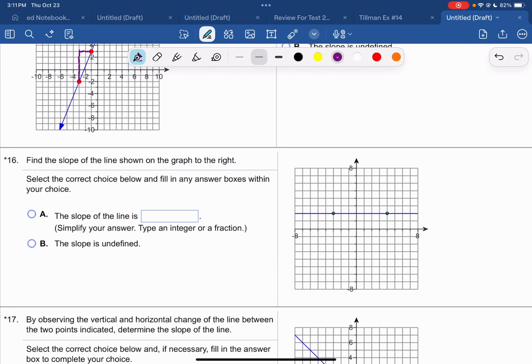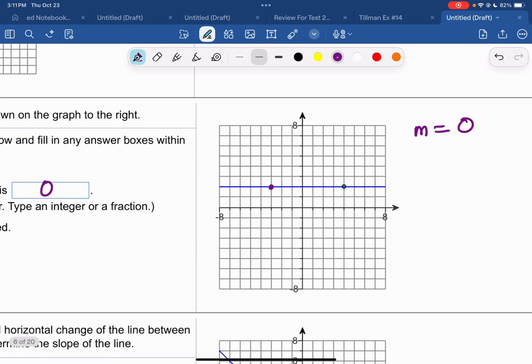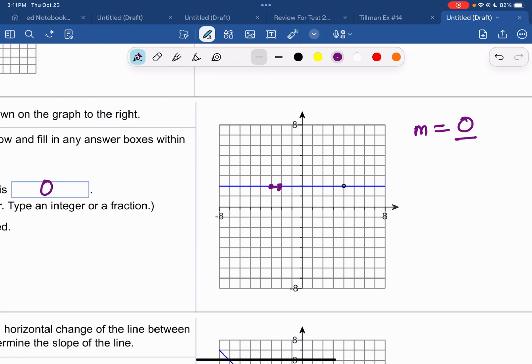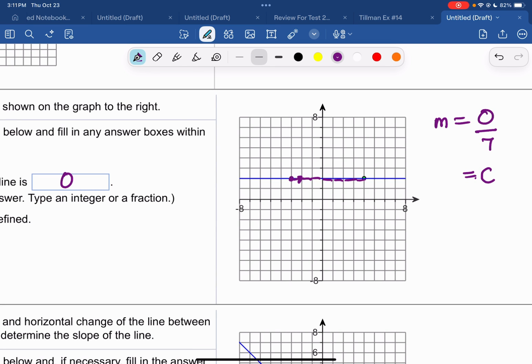And here we have a horizontal line for the first time. Now we know the slope is 0 because we already said the slope of every horizontal line is 0. But look what happens. If I start at this point and I look for rise, there's no rise. So it starts with a 0. Now it runs 1, 2, 3, 4, 5, 6, 7. But if you do 0 divided by 7 on your calculator, that actually has a value. That's the value of 0.